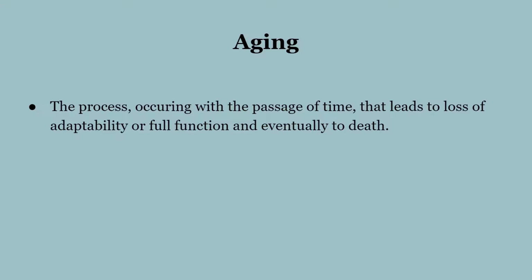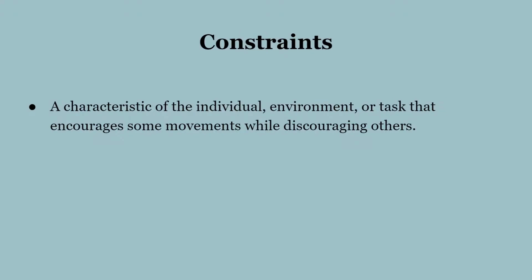Aging is growing older, with the passage of time, and that leads to loss of adaptability. For example, loss of bone density and many other functions that used to be easy at a certain time in the lifespan. As you grow older you lose some steps, and eventually aging leads to death, unfortunately.